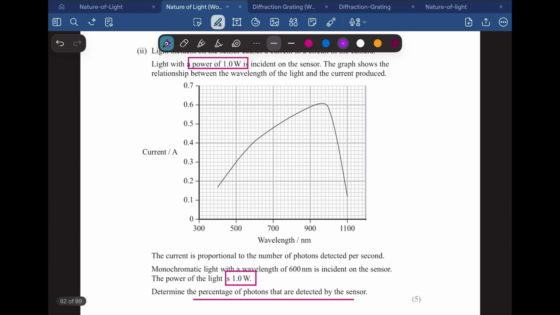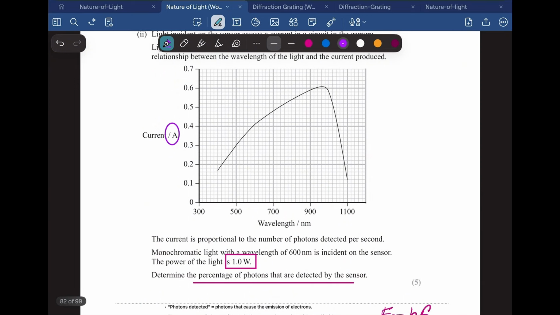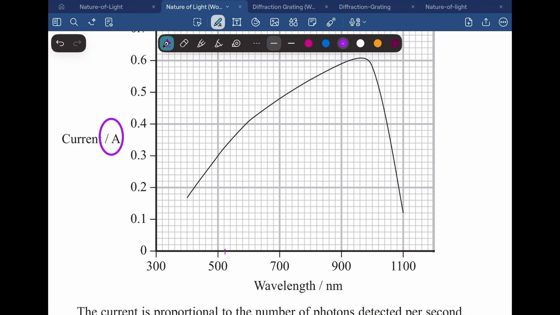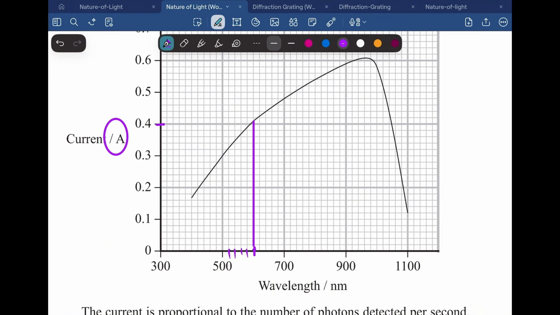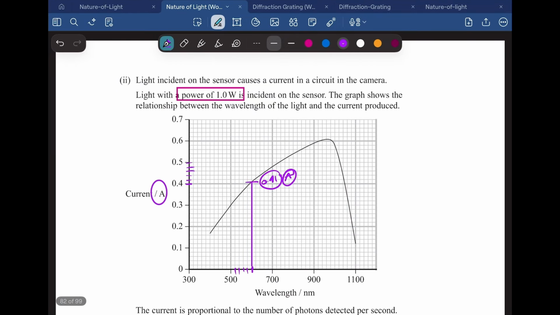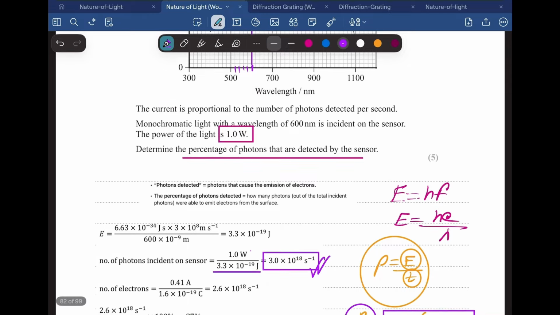Now they have also given us the current value that we can figure out. We know the wavelength was 600. If this is 510, sorry, there is a difference of 20 and there are 10 boxes right there. So this will be 520, this is 540, this is 560, this is 580, and this is going to be my 600. So I can take it like this. This value, if this is 0.4, this is 0.42, 0.44, 0.46, 0.48, 0.5, so this is definitely going to be 0.41. 0.41 ampere is the current that will be produced.